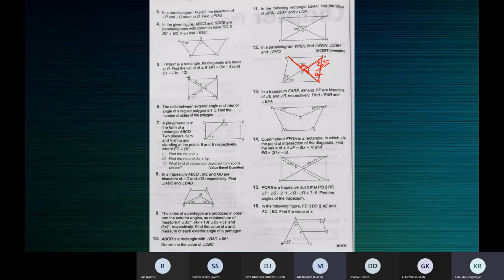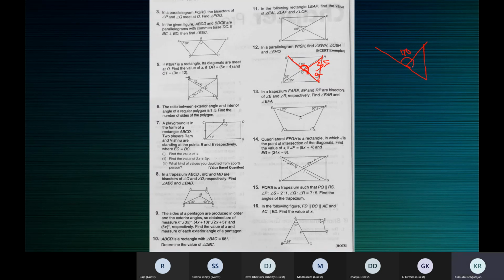No. For this exterior angle, this is the interior angle. What is the property of the exterior angle? 110 is equal to A plus 35. Yes, ma'am. The sum of the opposite interior angles is equal to the exterior angle of a triangle. See, this is 110. This is 110.